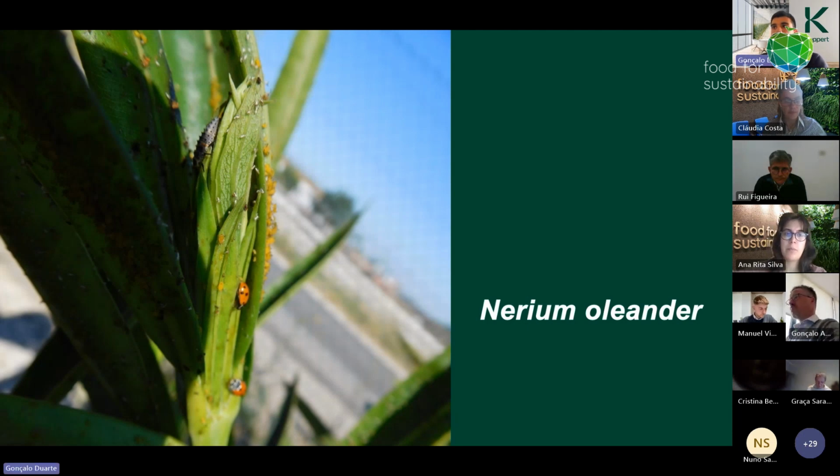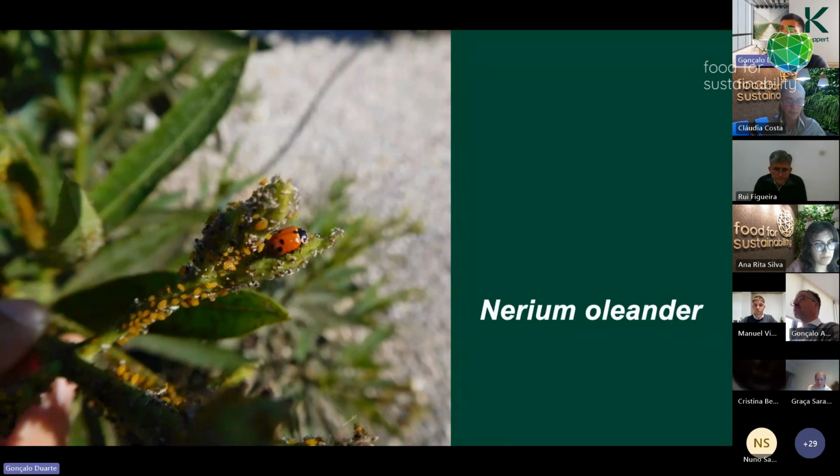It has evolved to tolerate the toxins. And this means that whenever we use Nerium, we are also selecting for the presence of Hypodamia. It will stay on the Neriums until there's food, but when the aphid population is depleted, they will just go wherever other aphids are, which is also very good for the grower. This is Hypodamia.